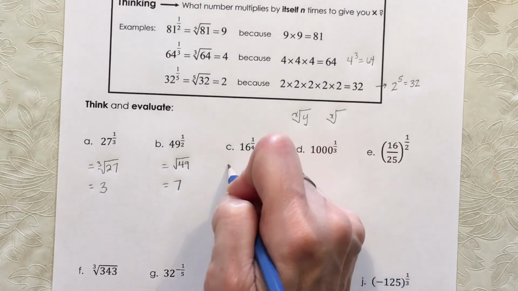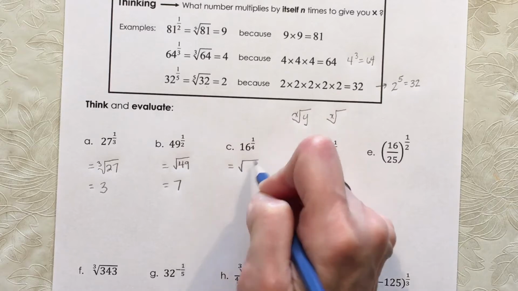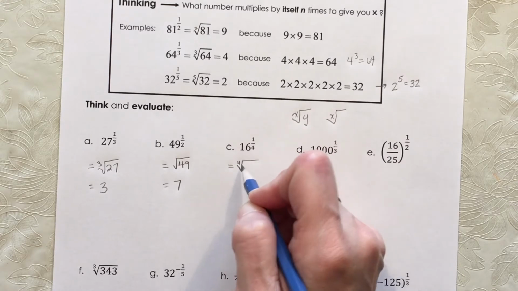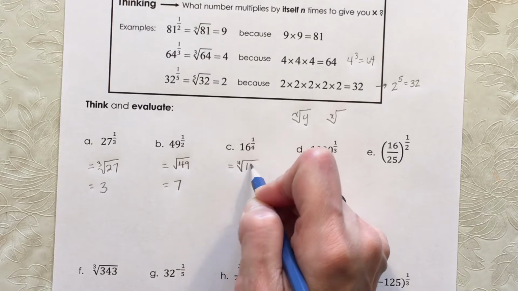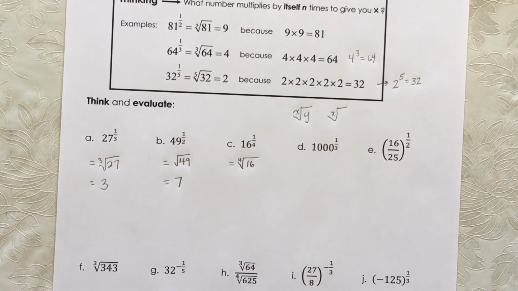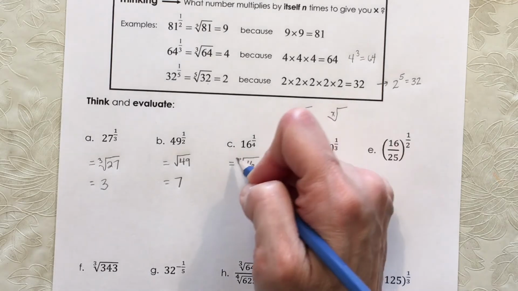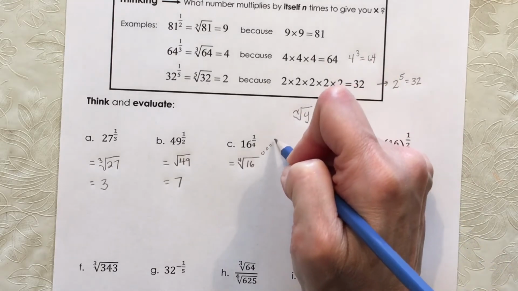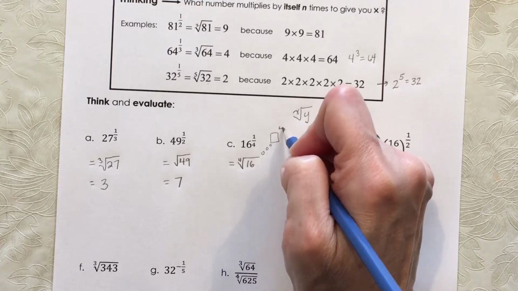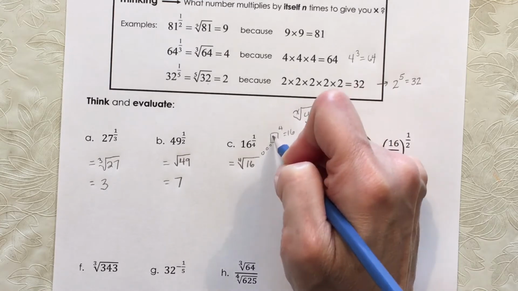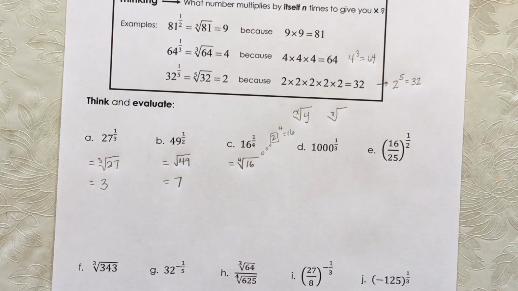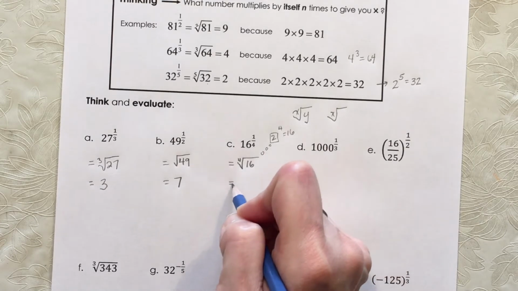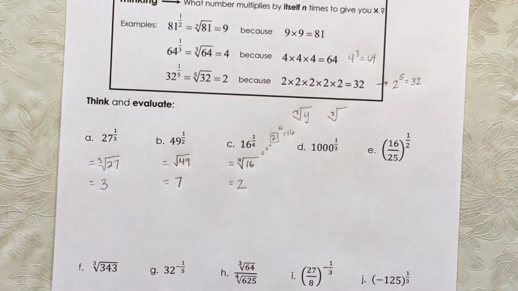16 to the 1/4 is going to be the fourth root. That 4 is like a little number, like an exponent, but it goes in the little corner of the radical symbol. So the fourth root of 16. Your thinking is, what number multiplies by itself 4 times to give you 16? Some number to the fourth must equal 16. The first one you would try is 2, and it turns out that's true. 2 to the fourth is 16, so the fourth root of 16 is 2.